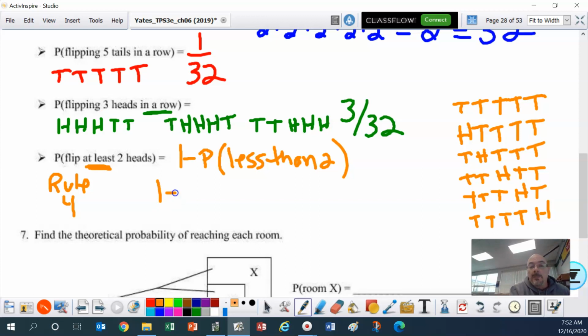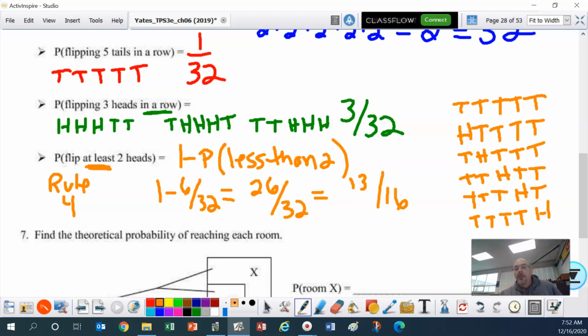So 1 minus 6 out of 32. Well, 1 minus 6 out of 32, ladies and gentlemen, that's going to be 26 out of 32. Or reduce, always reduce. That can be reduced to 13 out of 16. So 13 out of 16 times, you're going to end up with at least 2 heads. Okay? All right, next one.